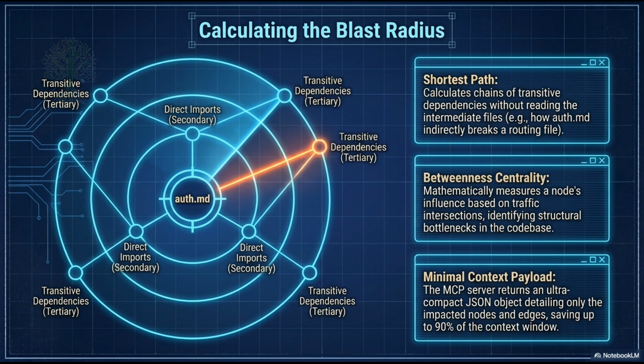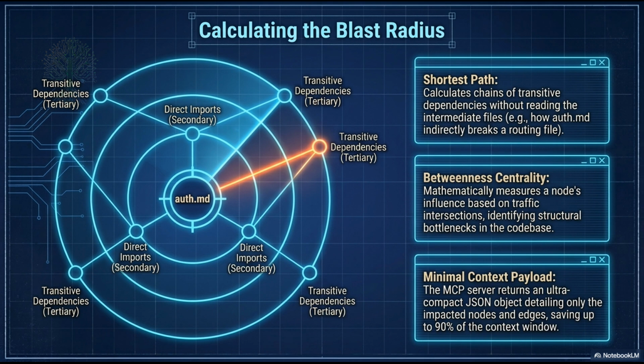It looks at the ratio of all shortest paths in the whole graph to the ones that specifically intersect that one node. So it's basically finding the main intersections or structural bottlenecks of your code. Exactly. If a database schema file has a massive betweenness centrality score, it means almost every other file eventually relies on it. And the MCP server passes that metric back to the LLM. It's essentially warning the AI, hey, this is a super high-risk file. Modifying this has a massive blast radius across the whole repo.